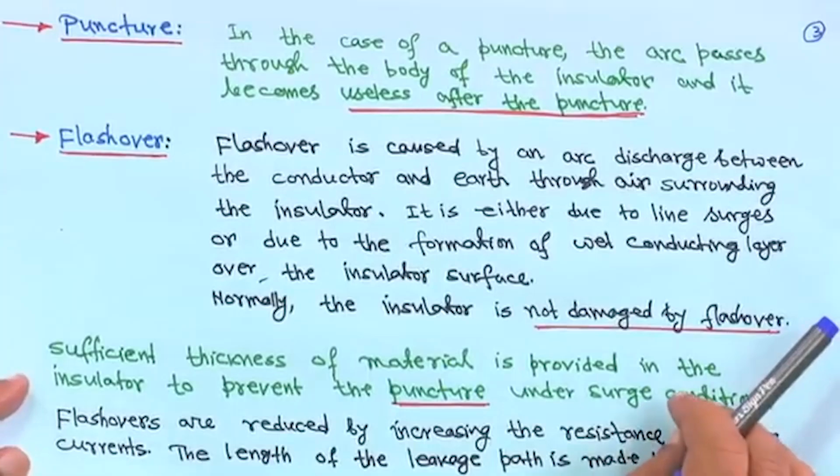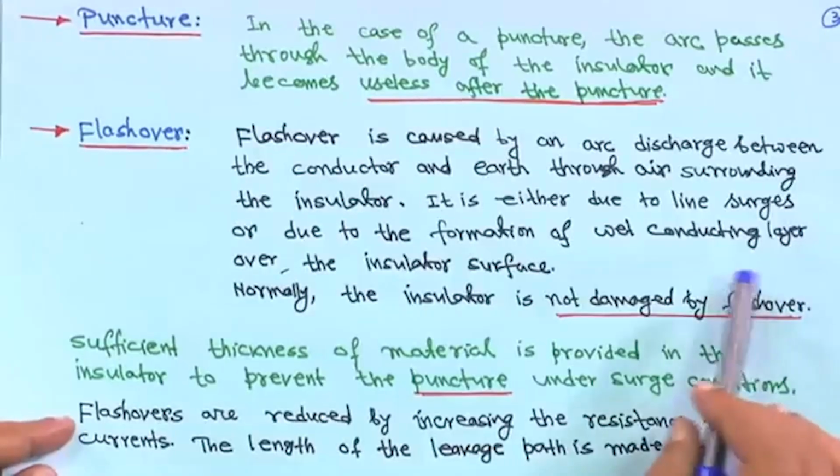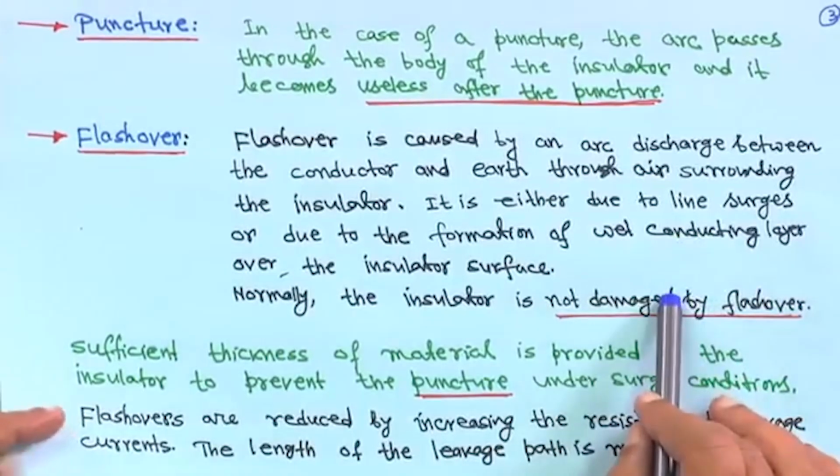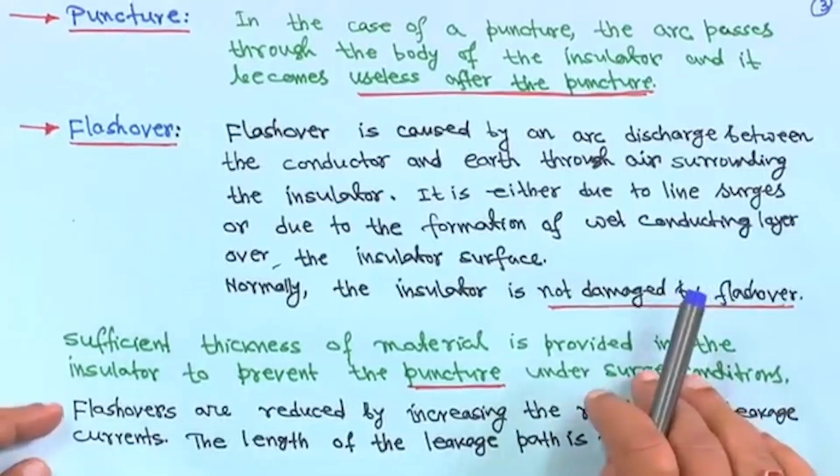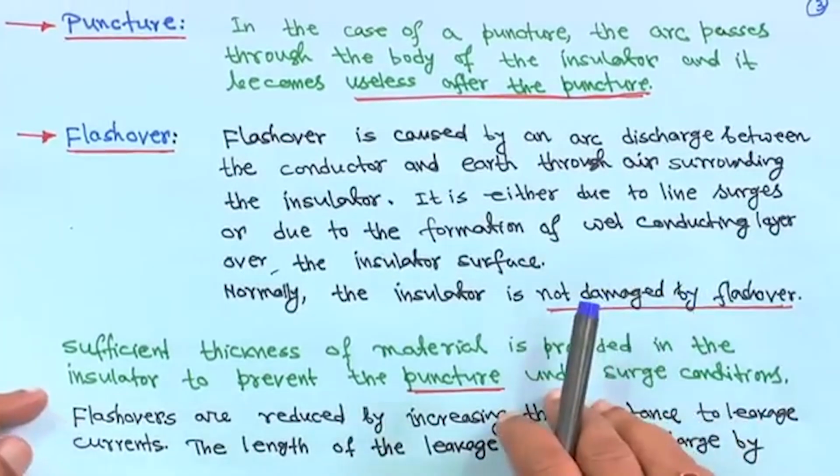So, in a flashover, the insulator will not be damaged because the materials are made in such a fashion that flashover does not spoil the insulator. You can see it in the rainy season. Even on the traction line, I have observed during the rainy season that some flashover is going on, but nothing happens to the insulators. So, if flashover happens, the insulator will not be damaged, but in a puncture, the arc will pass through the body of the insulator and it will be totally damaged. I will give you some diagram of it, right.